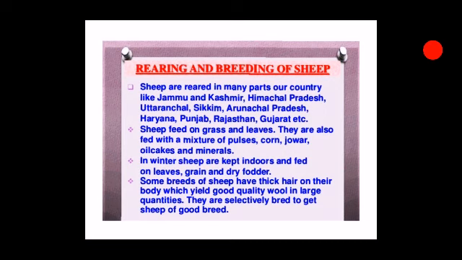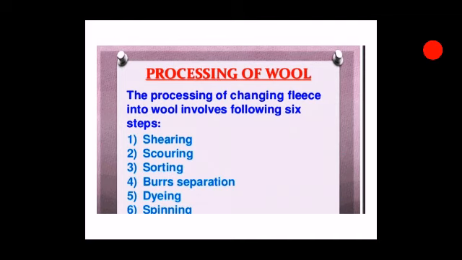Some breeds of sheep have thick hair on their body. Some sheep have very thick hair on their body, and it is good in quality and large in quantity. So this will help to get more wool.